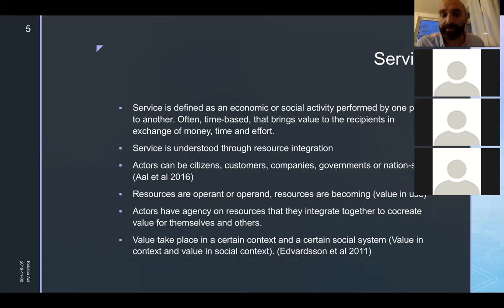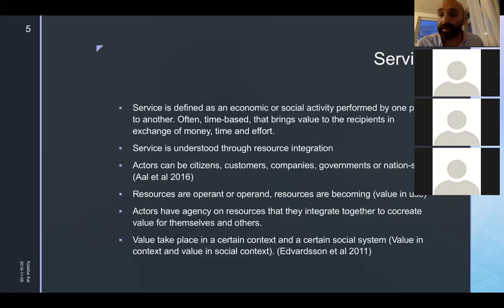Actors, when we define them, can be citizens, customers, companies, governments, or a nation state, as in an entire government, or as I said, a country. So resources can be operant and operand, meaning the skills and knowledge, and the physical. And resources are becoming, meaning a resource has no value until it is being used. That's why we call it value in use.